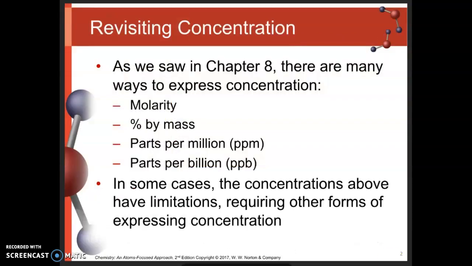So, in the last chapter, we saw a number of different ways to express concentration. We could express concentration by molarity. Remember, molarity was the number of moles of solute divided by liters of solution. We also saw these mass ratio-based units, where we had mass of solute divided by mass of solution, and then multiplied by some factor x that defined the concentration. So for percent we multiplied by 100, parts per million we multiplied by a million, parts per billion we multiplied by a billion.